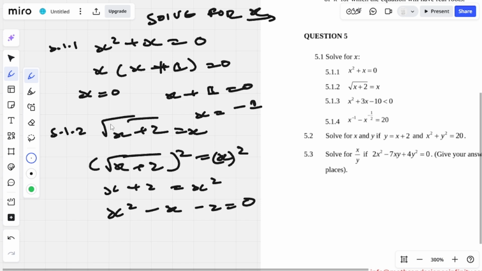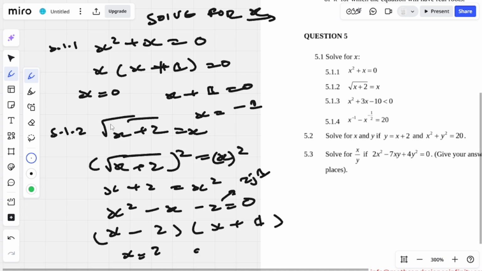Then I'm going to factorize this one, and when I factorize it, I'm going to have x minus and x plus, since this one is minus. Now what are the factors of 2? It's 2 and 1. So I'm going to say the negative one is 2 and the positive one is 1, reason being that when I add them together, they give me negative 1. Good. Now x is going to be positive 2, or x is going to be negative 1.